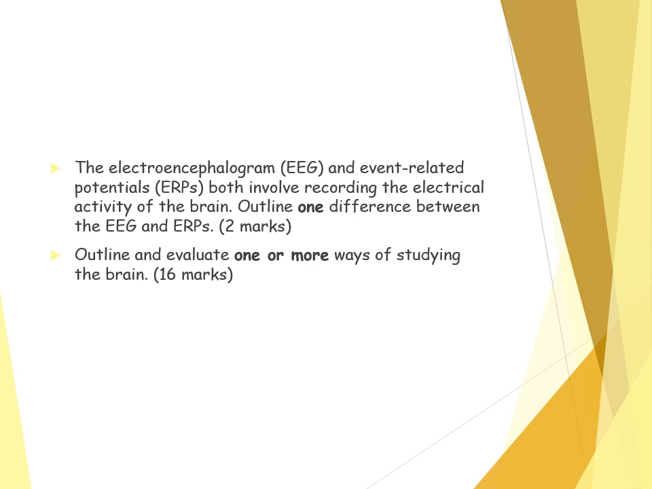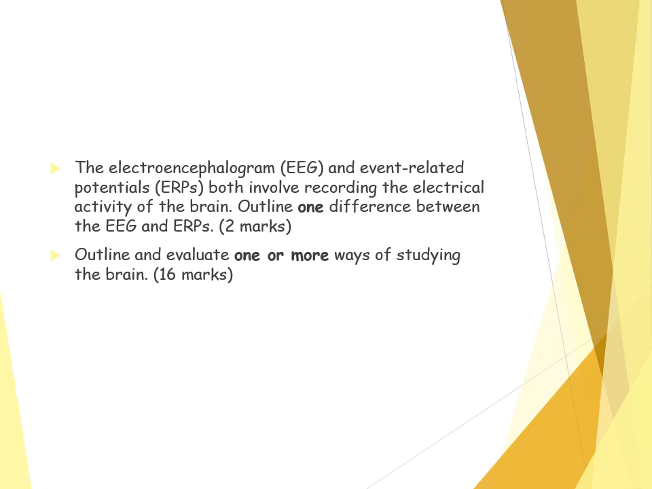So in terms of some questions, we have: EEGs and ERPs are both involved in recording the electrical activity of the brain. Outline one difference between EEGs and ERPs. So EEGs would record the general brain activity. So remember, millions of brainwaves are recorded from neurons, and it's the overall pattern and activity that is being measured. So usually in response to sleep, whereas ERPs are in response to a specific stimulus that is presented to the participant, the person that's being studied.